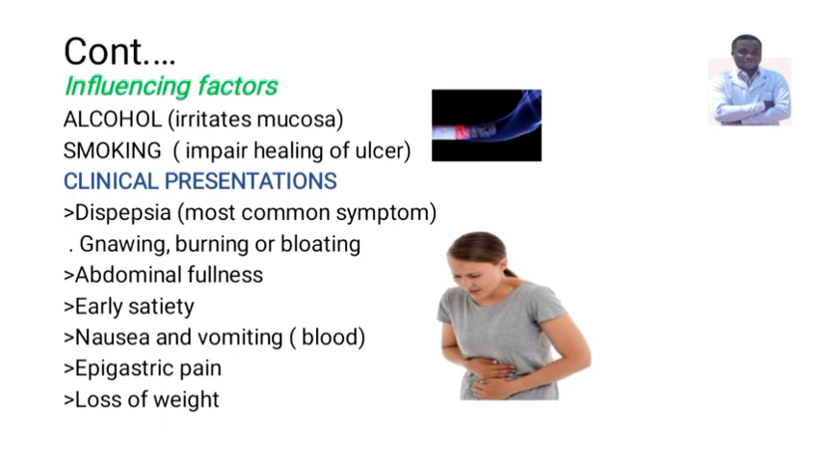But also, through clinical presentation, we have dyspepsia. The most common symptom is dyspepsia, the gnawing, burning or bloating sensation, mostly in the epigastric area, the epigastric pain. But also we have abdominal fullness and satiety. The abdominal fullness, we will see the differences between duodenal and stomach ulcers, on how abdominal fullness works. Satiety is the same, but also nausea and vomiting of blood.